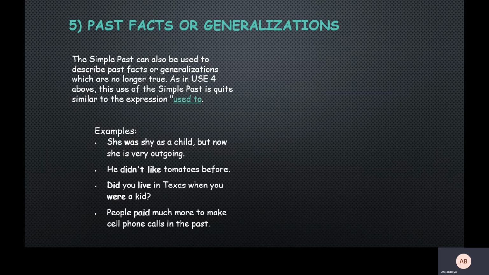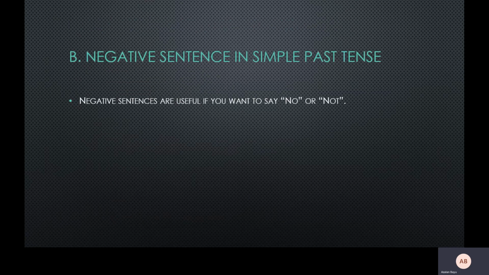Okay, so the fact had already completed in the past, it's already over and we don't say it anymore, because we're talking about, for example, people in the past paid more to make calls, but now people pay more to get more internet data. Okay, so the fact is not happening now. Okay, so we change, we use past tense to describe this phenomenon, right?